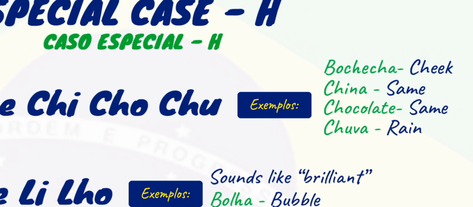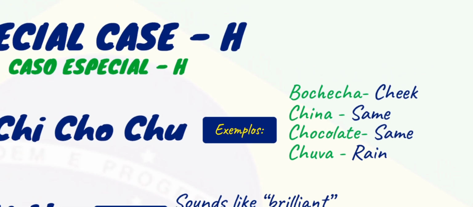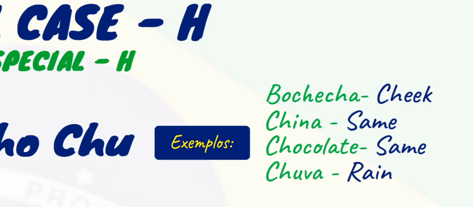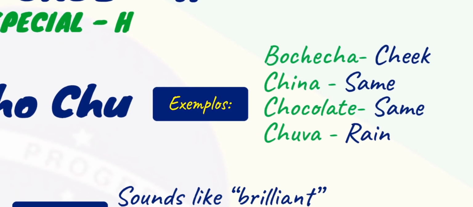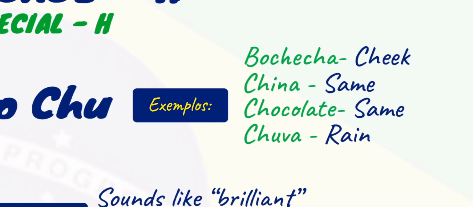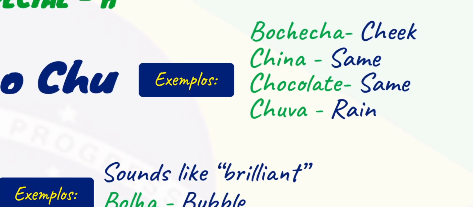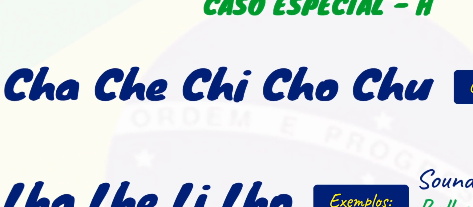Exemplos. We have bochecha, that's cheek. We have the che and the cha. Bochecha, cheek. We have China, that's China. But remember the pronunciations of the Portuguese vowels, I and A. China. We have chocolate, same, chocolate, but the open sound is chocolate. And we have chuva, that's rain, chuva.